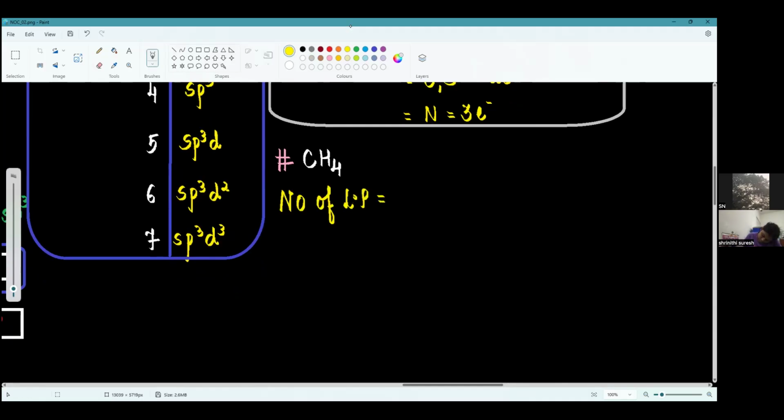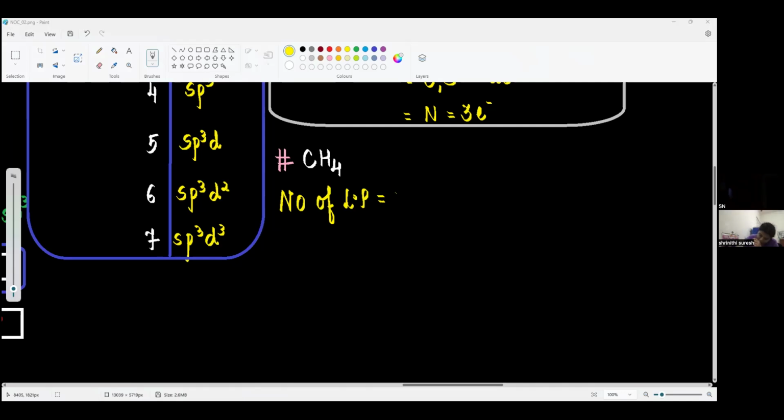For that, you need to know the valence electrons of the central atom. Who is the central atom over here? Carbon. Fantastic. So how many valence electrons are there for carbon? 4. Fantastic. So I will write 4 over here. Then minus.